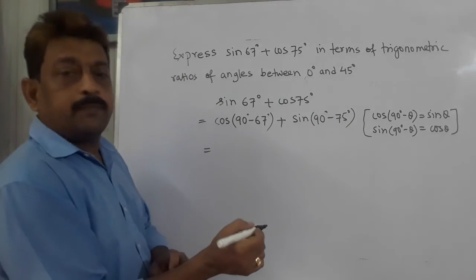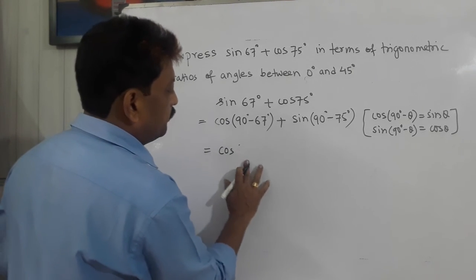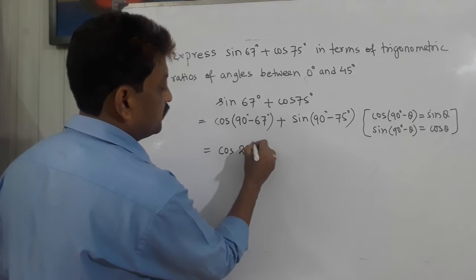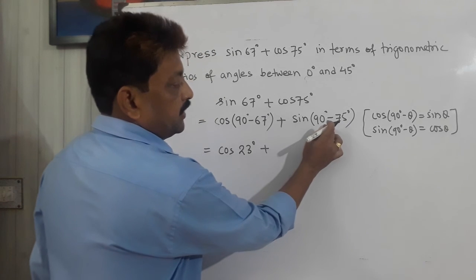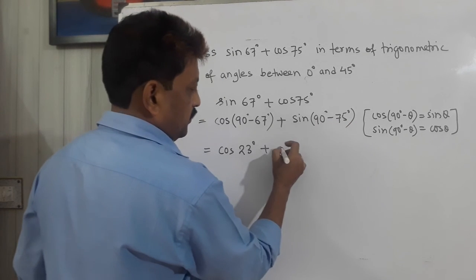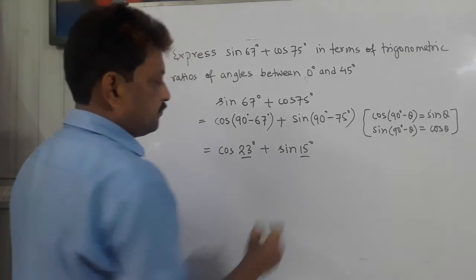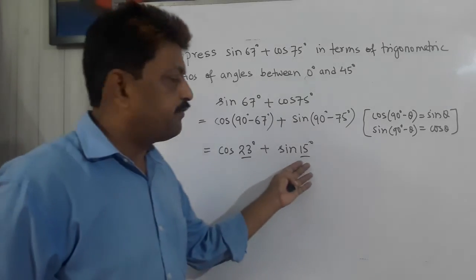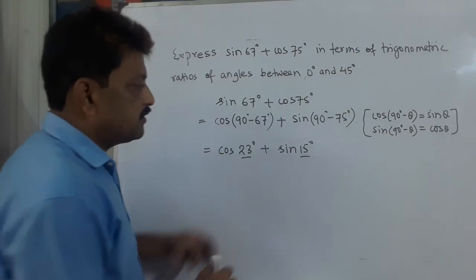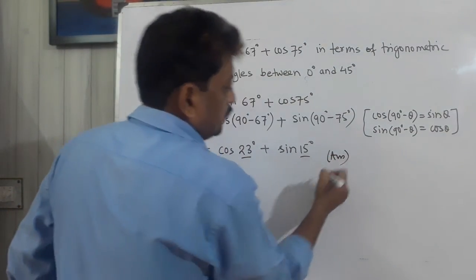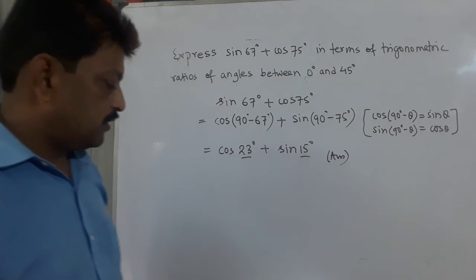Now simplify the bracket part. 90 minus 67 will be 23 degrees, so this is sin 23 degrees. And in this one, simplify the bracket part: 90 degrees minus 75 degrees is 15 degrees. So it can be written as sin 15 degrees. Now see the angles. Both the angles, that is 23 degrees and 15 degrees, are lying between 0 degrees and 45 degrees. So that is the answer. The angles are expressed between 0 degrees and 45 degrees.